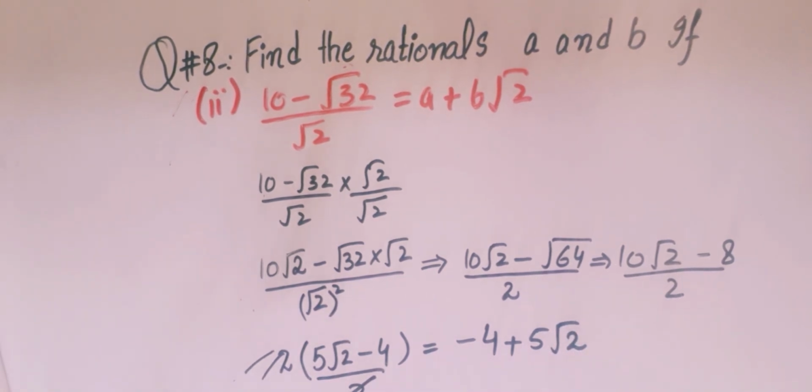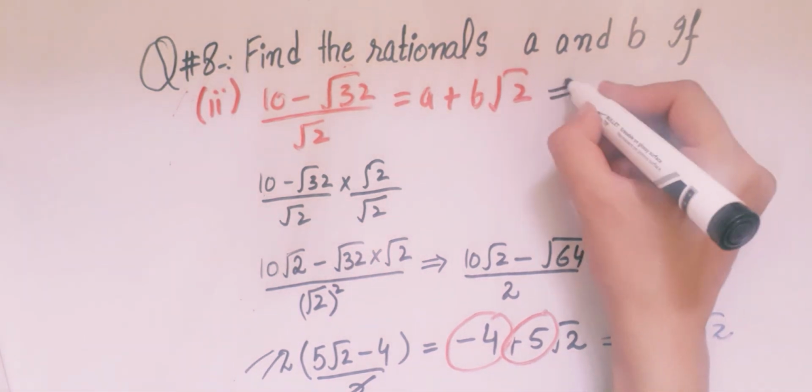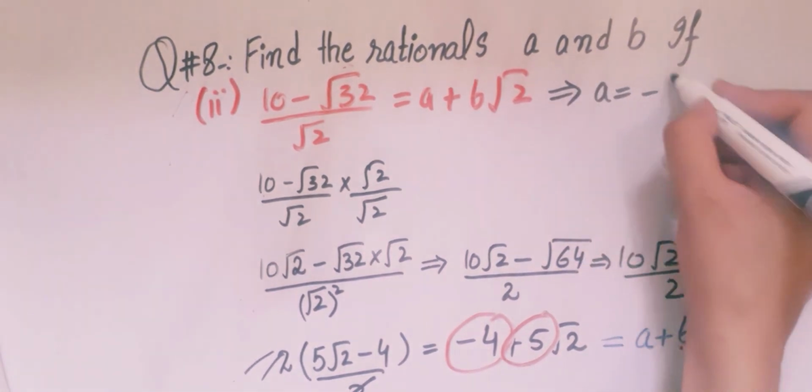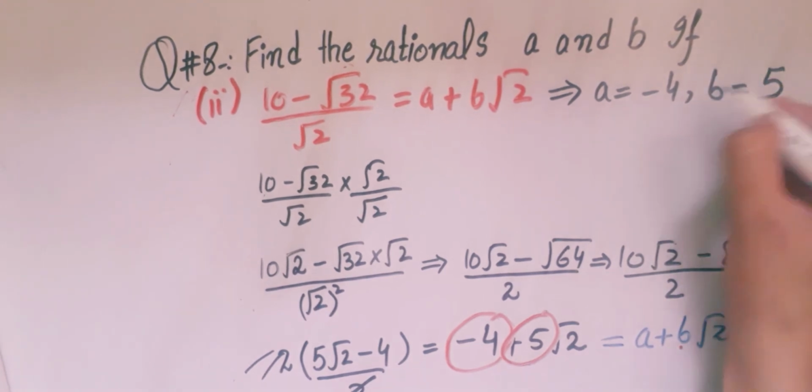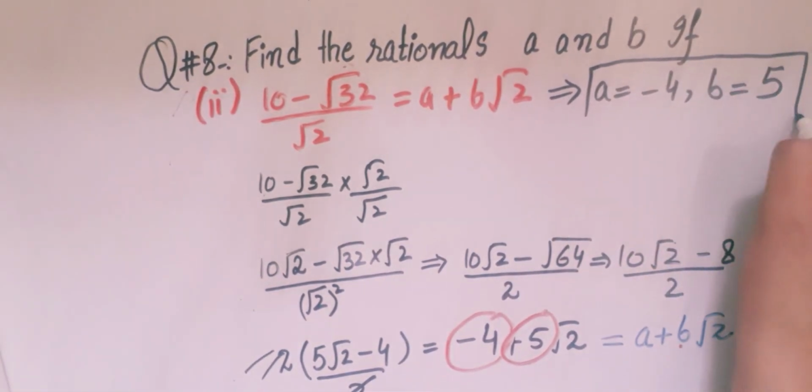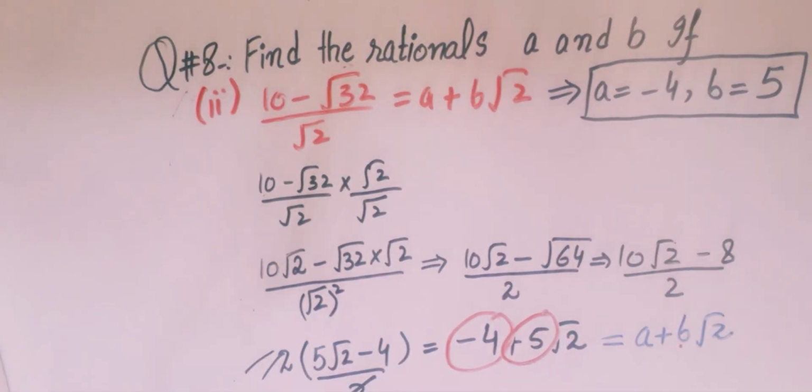So what is the value of a? We will compare this with a plus b square root of 2. So value of a is minus 4 and value of b is plus 5. So answer of this question is a is equal to minus 4 and b is equal to 5. I hope you understand this easily.